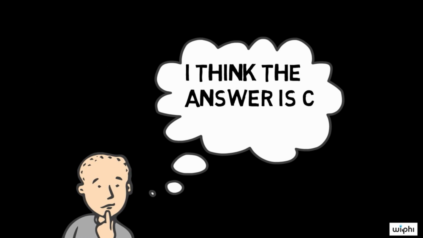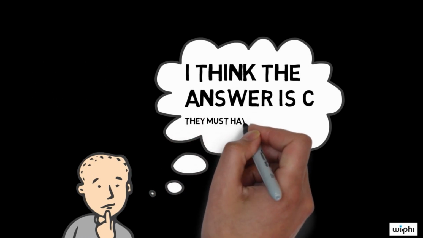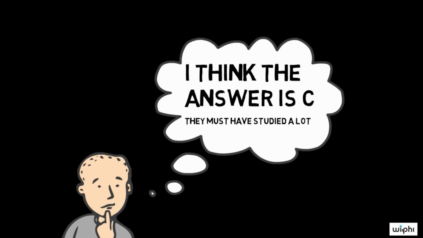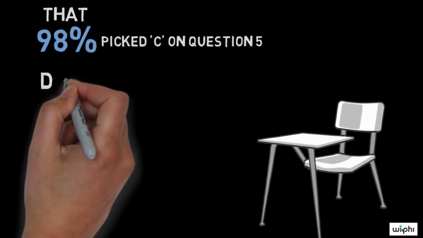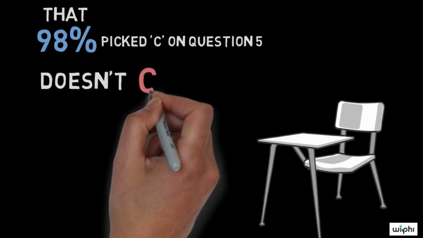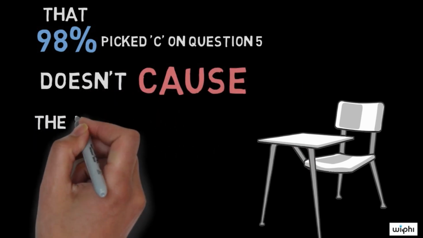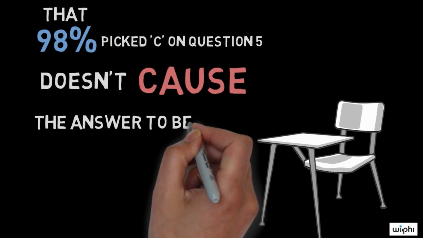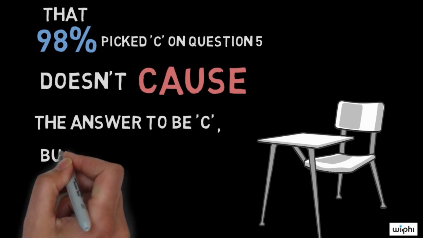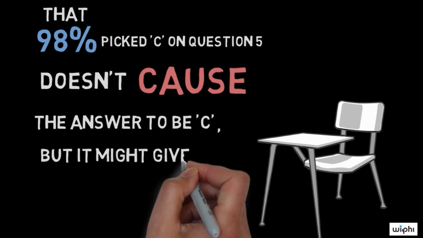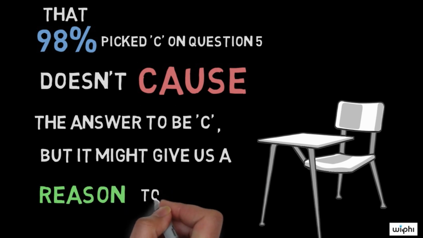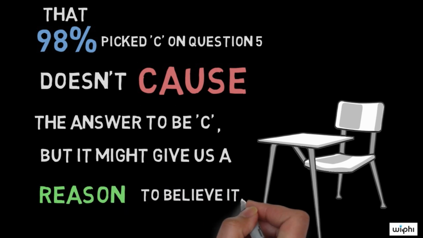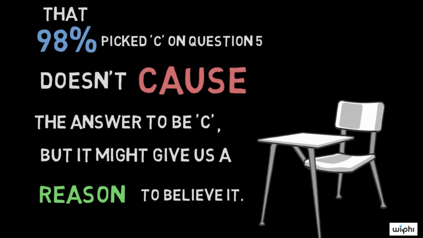After all, if they all managed to arrive at that answer, it was probably because they properly studied for the test. You would be committing a fallacy, however, if you thought that the answer to question 5 was C because 98% of your sociology class had answered the question that way. So, while popular support may give you a reason to believe a claim to be true, it is very rarely itself the thing that makes that claim true. Note that I said very rarely and not never.